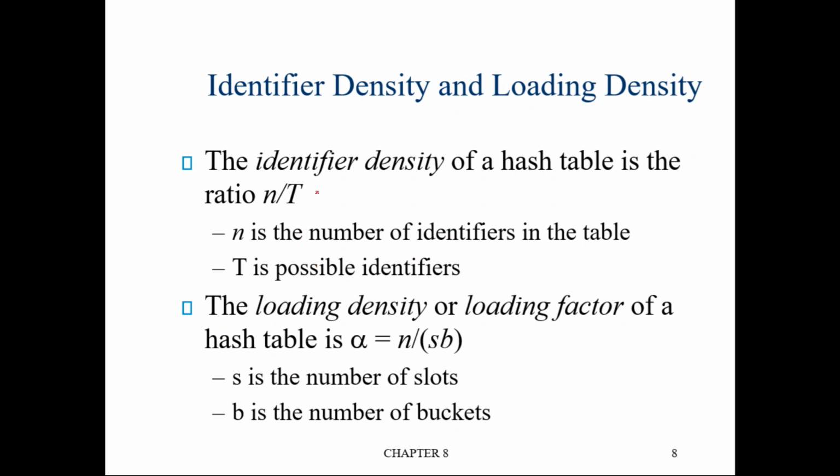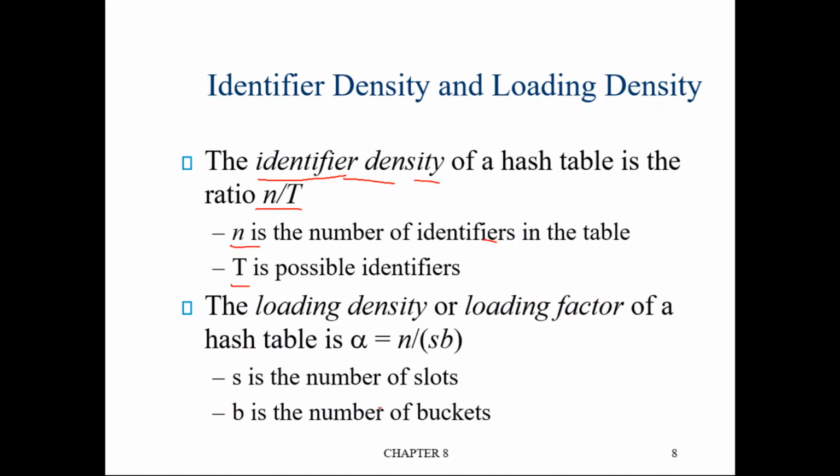There are some terms like identifier density. The identifier density of a hash table is given as n by t, where n is the number of identifiers in the table and t is the number of possible identifiers. n is the number of identifiers, meaning currently how many identifiers are there.